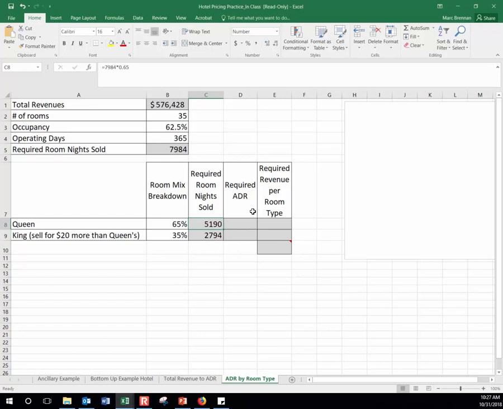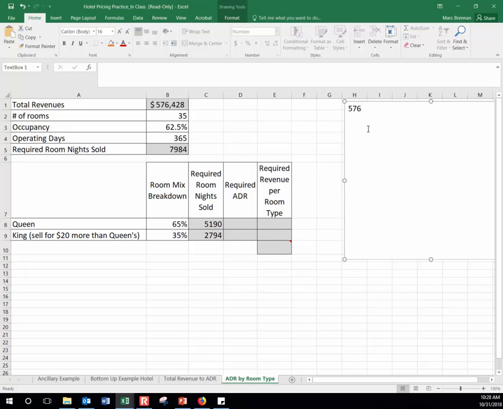2,794. Now, we need to use some algebra to figure out the required average daily rate of just a queen room. After that, because king rooms sell for $20 more, we'll be able to add $20 to that average daily rate to discover our king average daily rate. So how do we do this? We need to start off with our total required revenue.